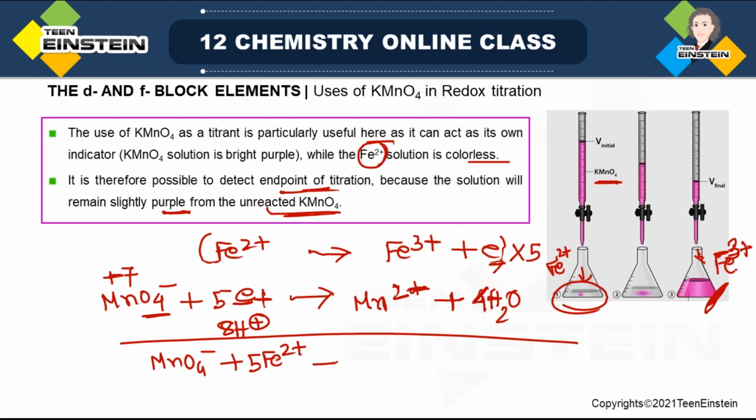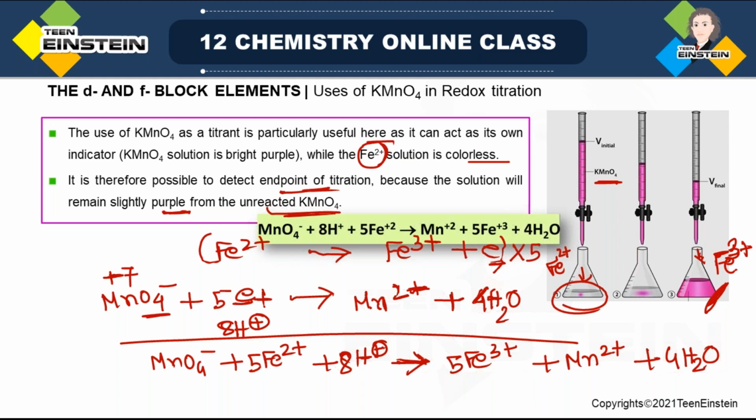5 Fe2 plus, 8H plus. I'm not writing electrons because they are already cancelled. 5 Fe3 plus, Mn2 plus, 4H2O. So this equation is mentioned here. See, MnO4 minus, 5 Fe2 plus, 8H plus, and on the right hand side Mn2 plus, 5 ferric ions and 4 water molecules. So first just write the half equations, then balance the oxygen and hydrogen atoms on both sides.